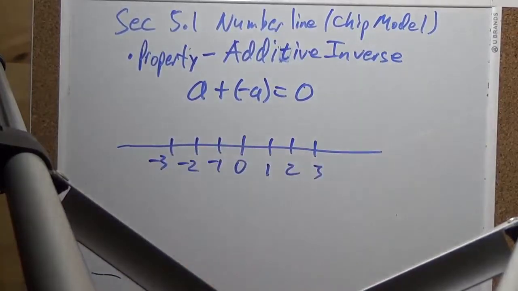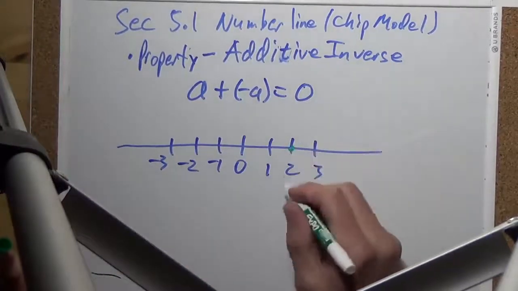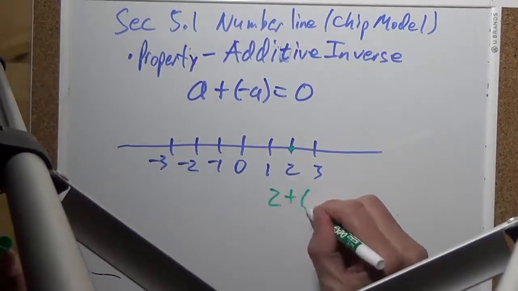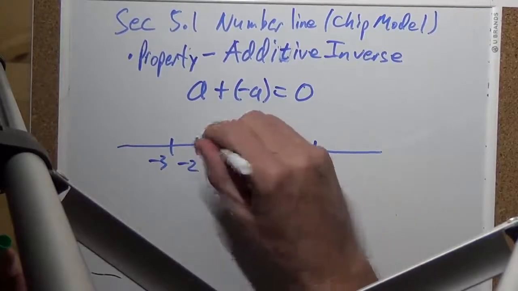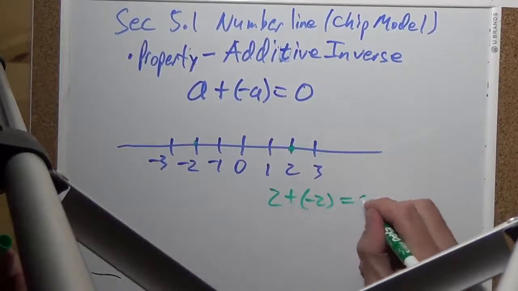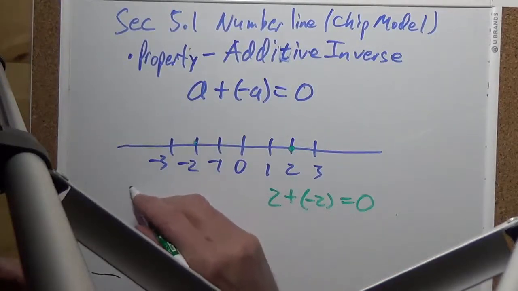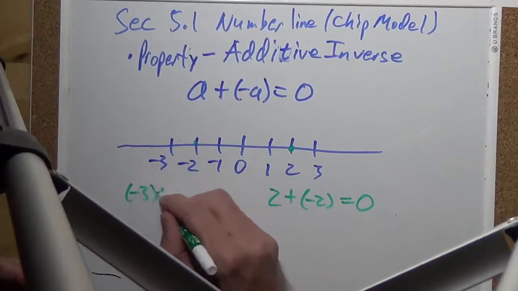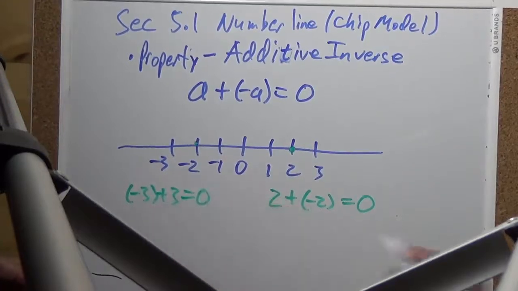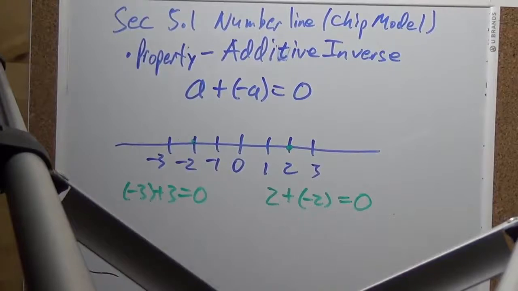If I take the number 2 and I add its opposite, which is -2, we end up with 0. Also works the other way. If I start here and take -3 and add 3, I also get 0. This is a huge property of inverses.